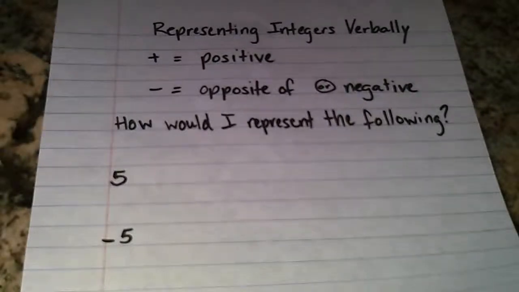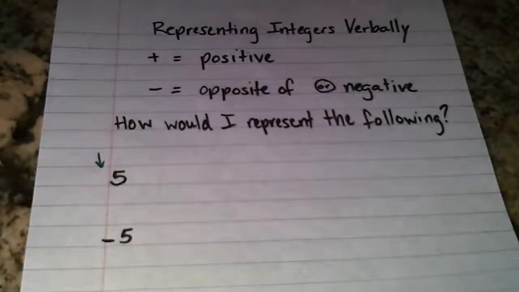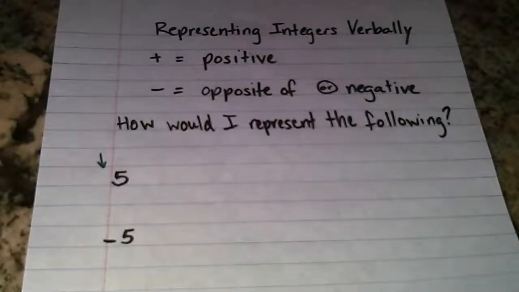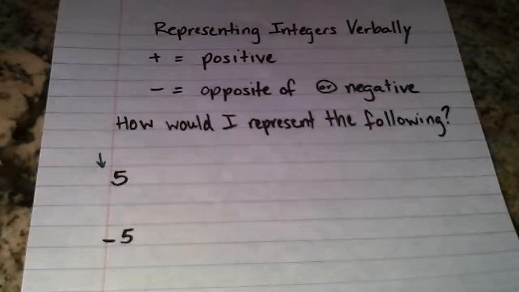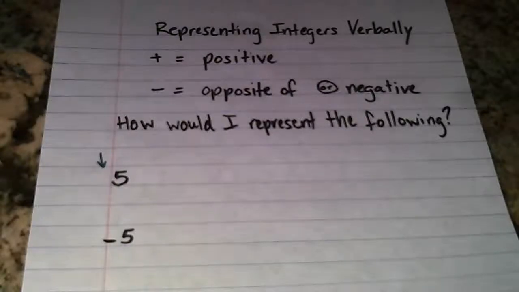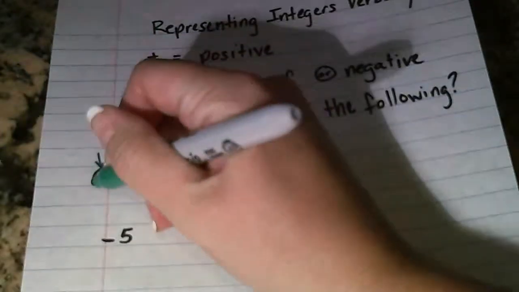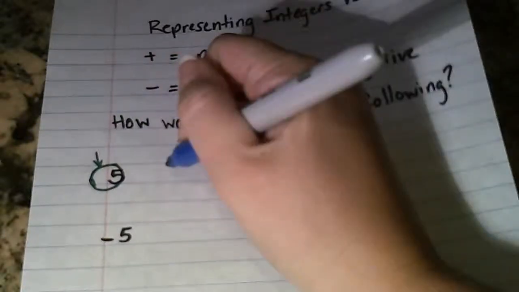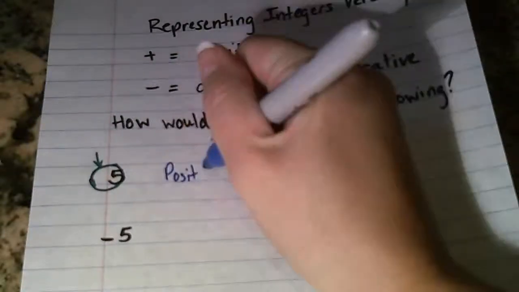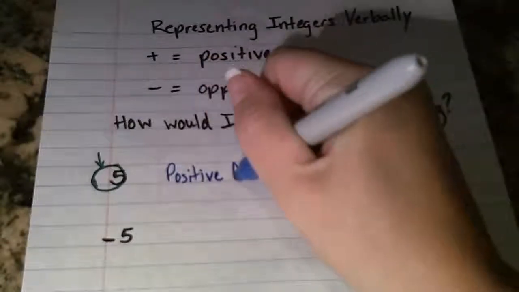The first number I don't have a sign out in front of it. Now, if you recall what I said about the positive sign, it's not always going to be there, especially whenever it's the first number in a line of numbers. You don't have to write the positive sign because it's already understood to be a positive number. So this number right here, I would verbally describe as being a positive 5.